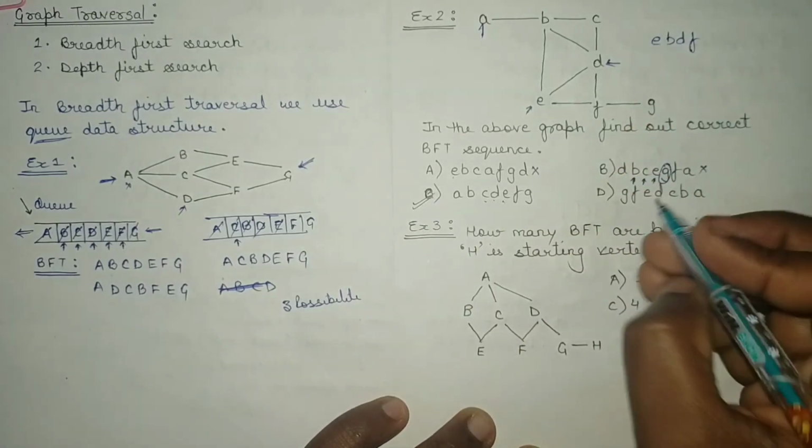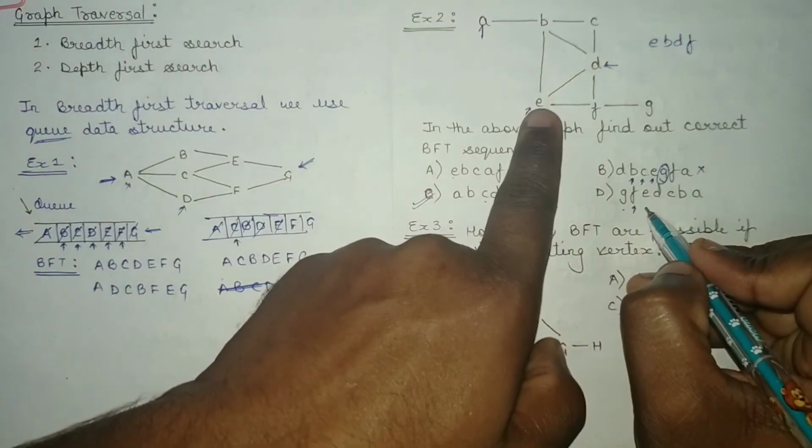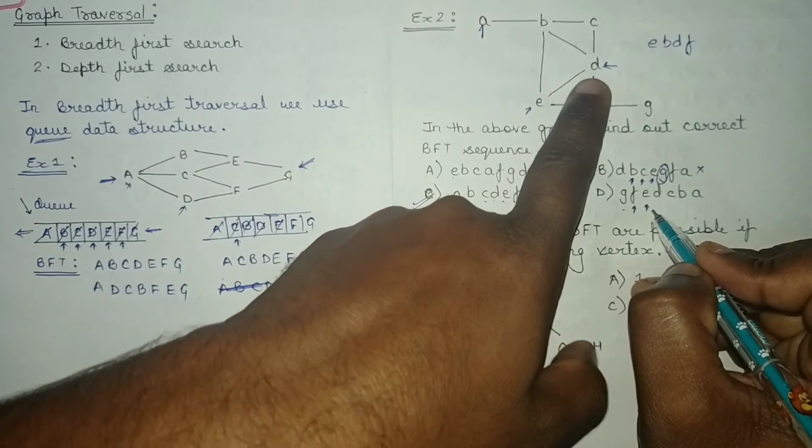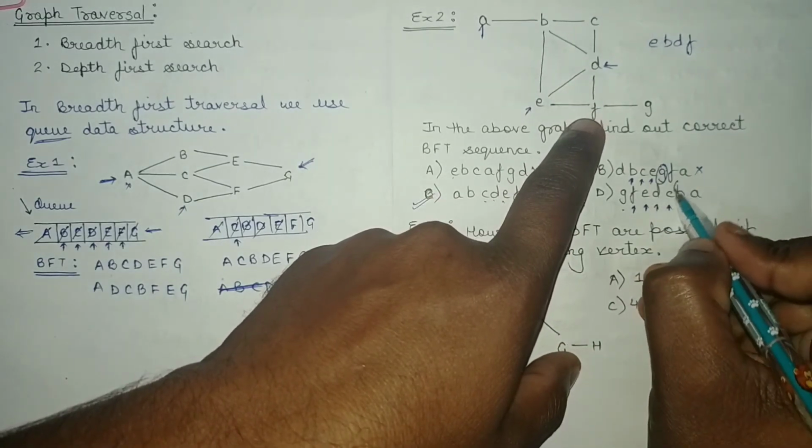So let me check for the D as well. They are starting from G. Then they took F, which is okay. After F, they took E, which is okay. After that, they took D. It is also adjacent to F. Then they took C, which is not right.